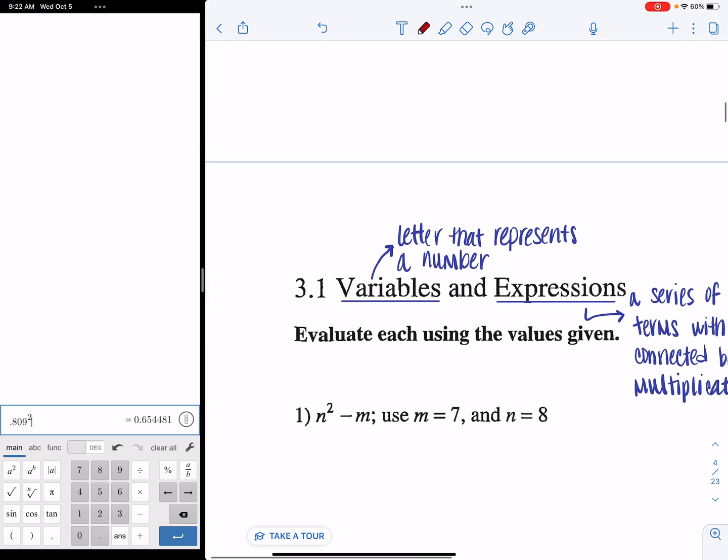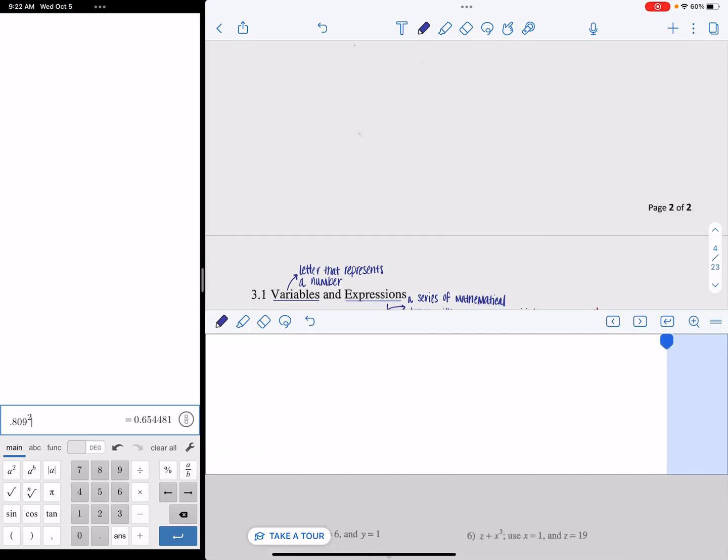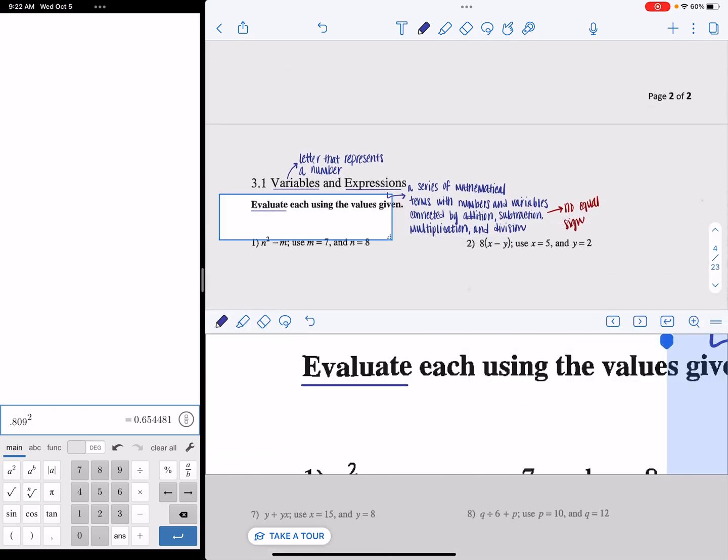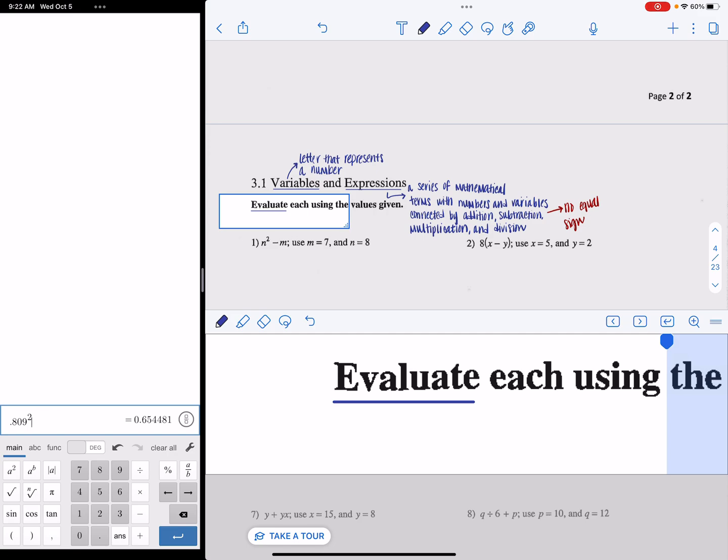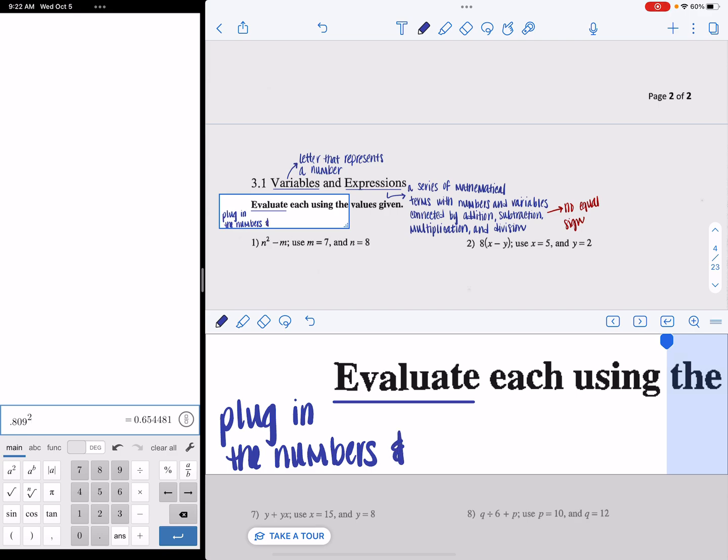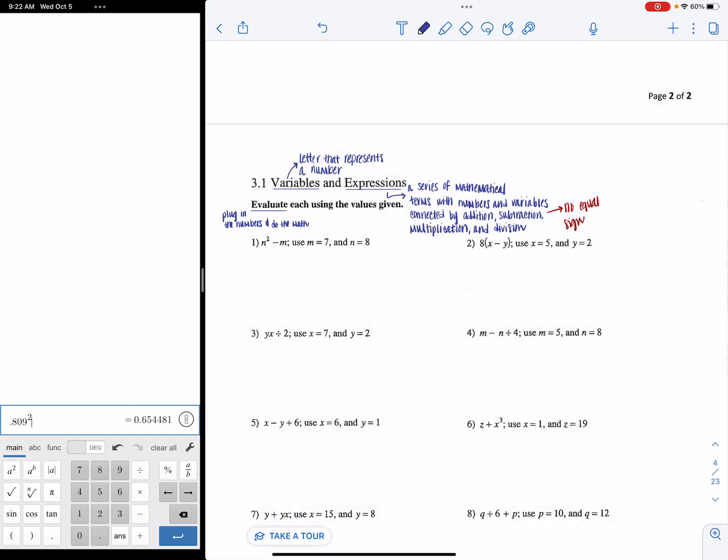Now, most of these have directions that say evaluate. That is a fancy math term for plug in the number and do the math. That math can be done by hand. It can be done in Desmos. Personally, I recommend Desmos, but that is totally your choice.